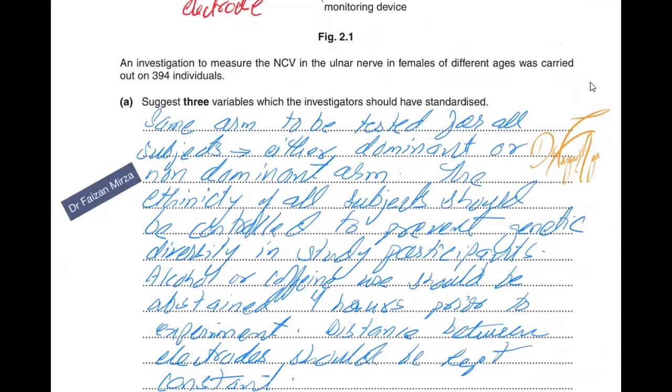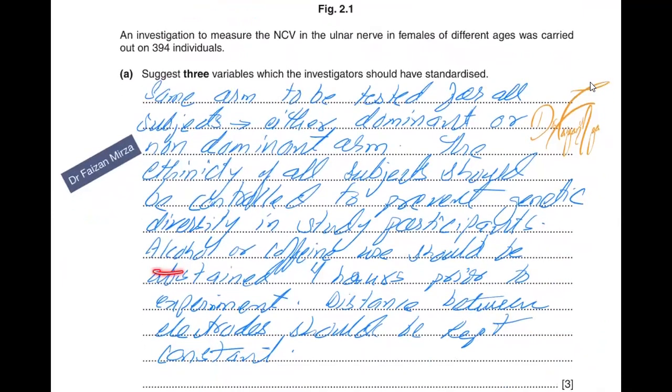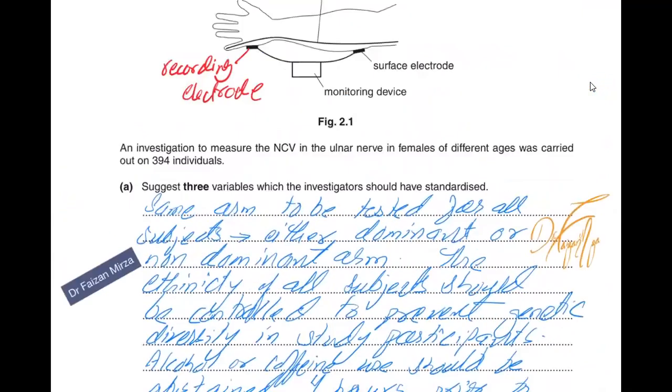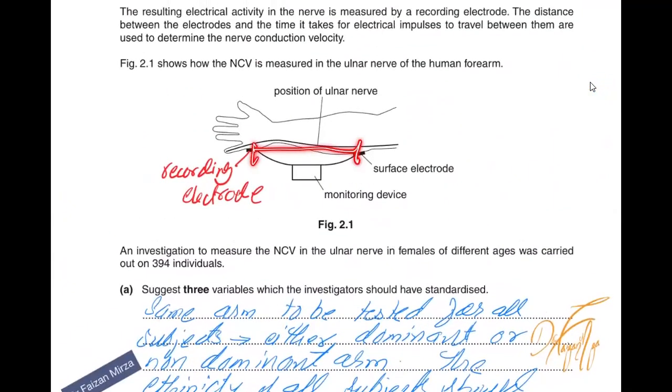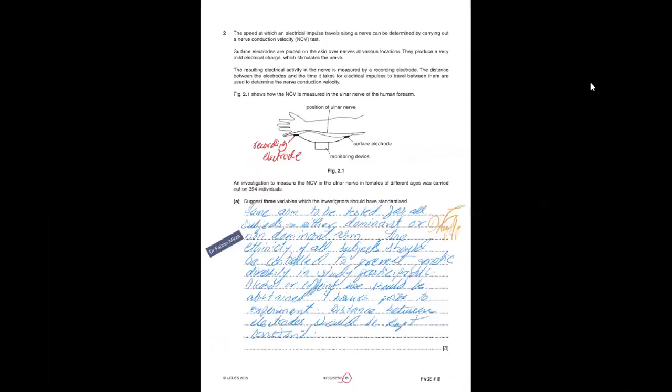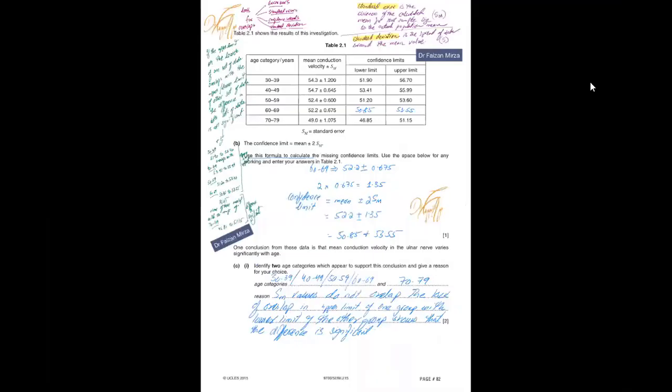They should make sure that they are not using any kind of stimulant or depressant, for example, alcohol or caffeine. And the distance between the electrodes should stay the same. So yeah, the distance should be maintained. This is a control variable. So the time taken for the charge to move from surface electrode to recording electrode is mainly because of the movement within the ulnar nerve and not because of the distance being changed. So three variables out of these could be picked and you need to mark that.